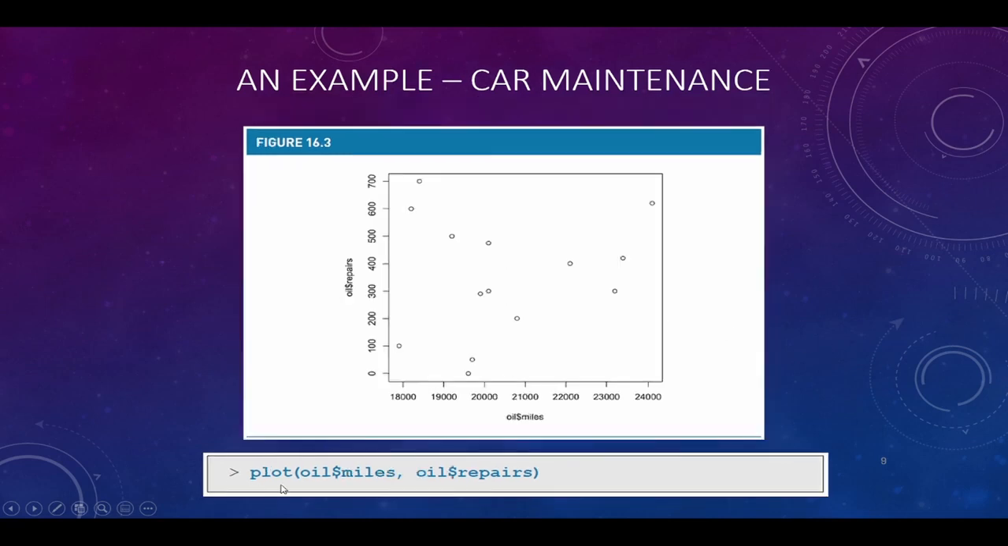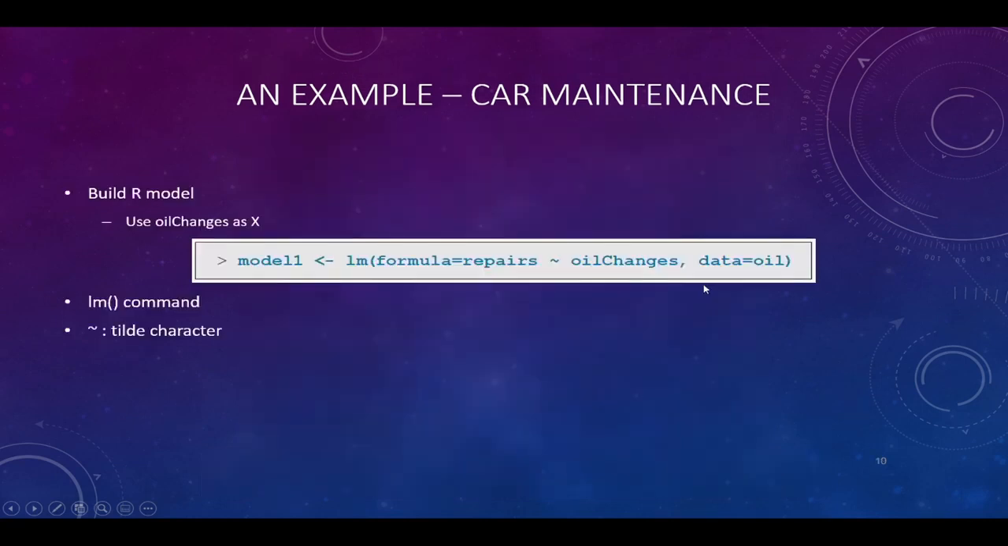So we create the same plot, except this time we're using miles versus repairs. This chart just looks like a scatter plot, okay? There doesn't really seem to be any kind of pattern here. So let's go back to that first one where we actually had a pattern.